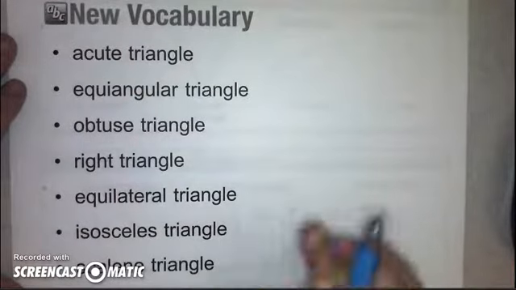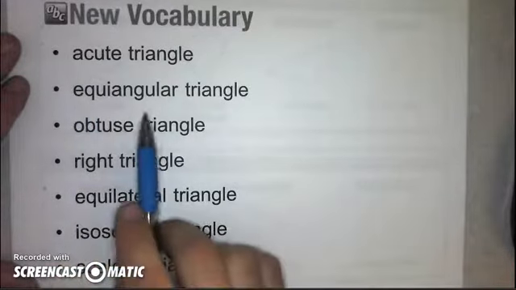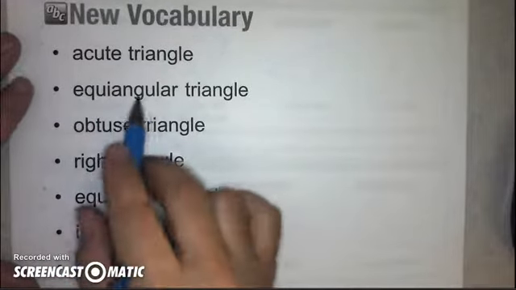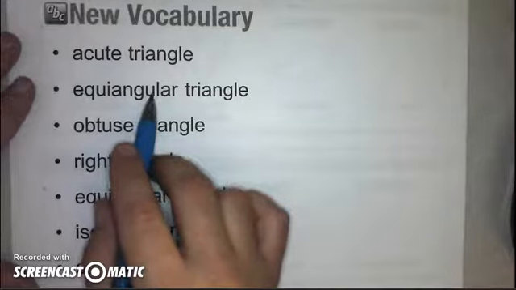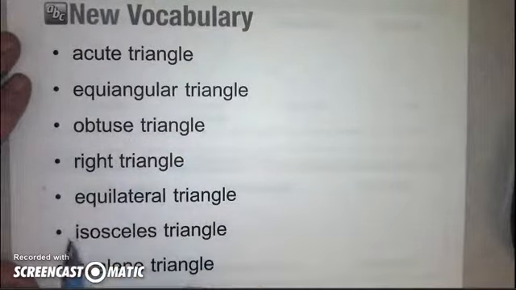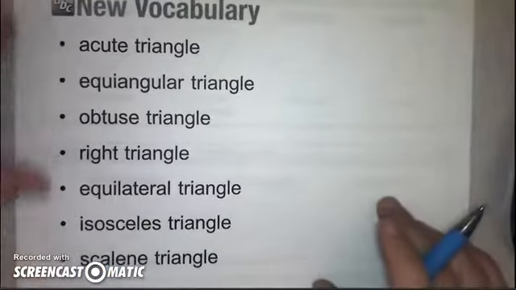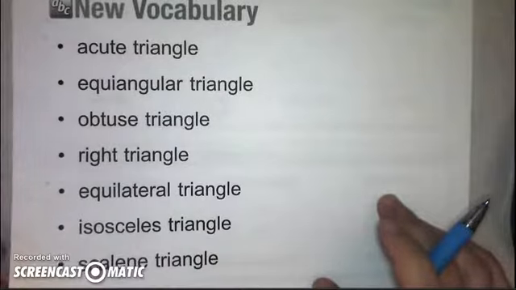So here's a brief rundown of all of our new vocabulary. We will be talking about acute triangles, equiangular triangles, and that's kind of a new concept, but it really is a new way of describing an old concept. We'll talk about obtuse triangles, right triangles, and then also equilateral, isosceles, and scalene triangles. Again, these vocab words should be in your vocab notebook.